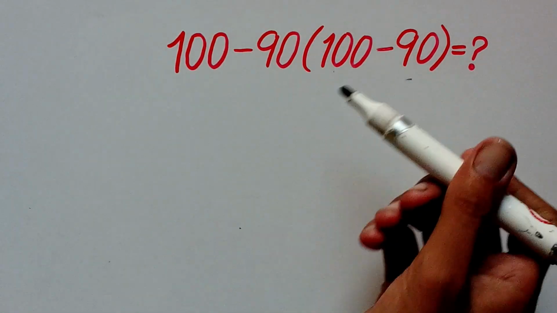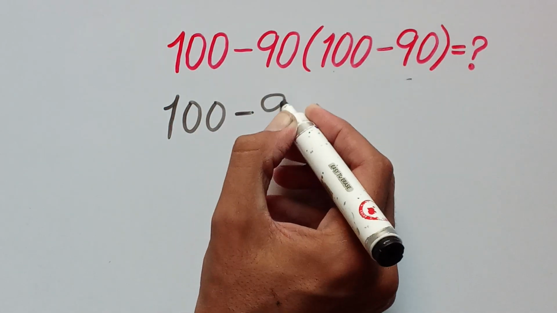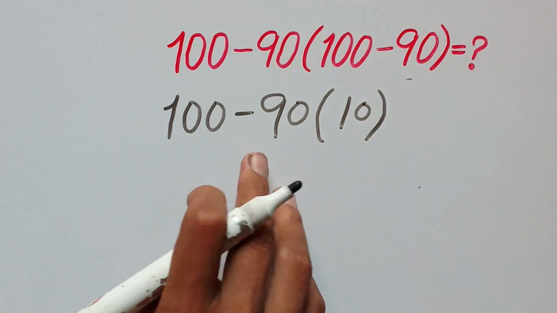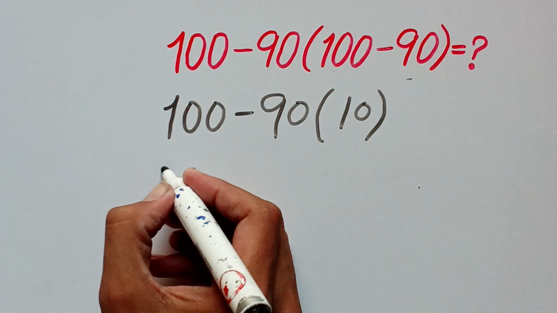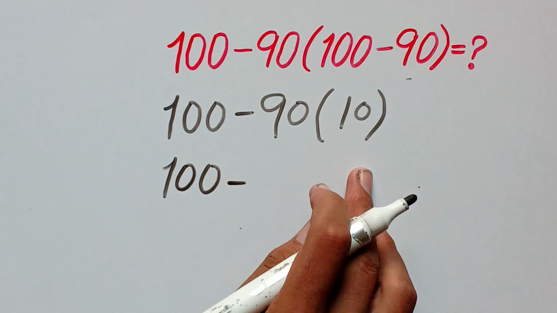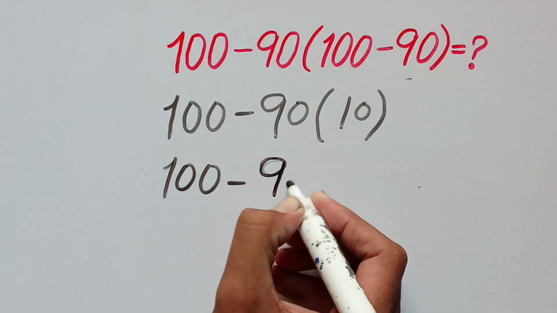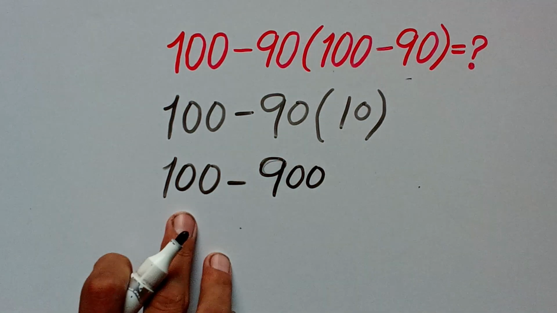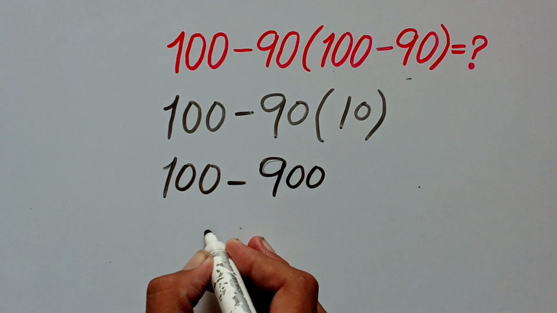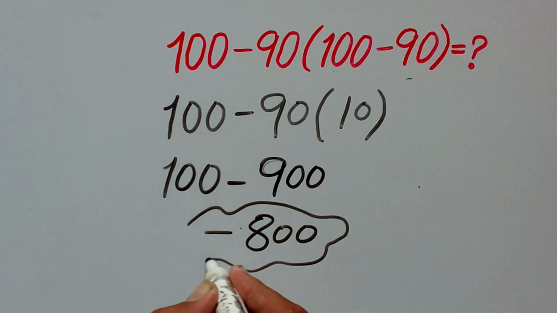So firstly we solve the parentheses, so I write here 100 minus 90 times (100 minus 90) equals 10. Now firstly I multiply these two, so 90 times 10 equals 900. Okay. Now 100 minus 900 equals minus 800. This is the final answer of this question.